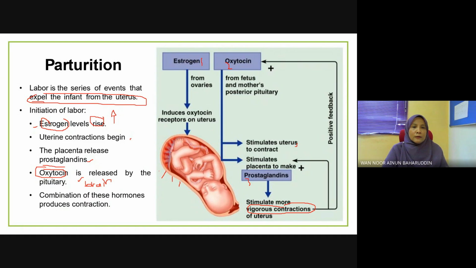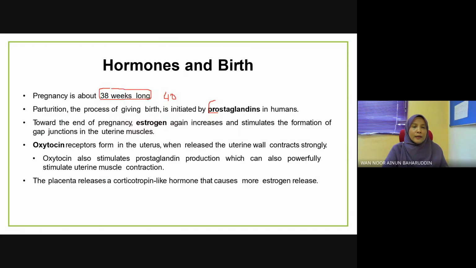Prostaglandin is released by the placenta. Once the placenta is matured, it produces prostaglandin. Then estrogen increases, stimulating formation of gap junctions for the uterine muscles, as well as oxytocin receptors formed in the uterus, and this causes the uterine wall to contract strongly. Also, oxytocin can stimulate this prostaglandin production, which powerfully stimulates uterine muscle contraction, and the placenta also releases corticotropin-releasing hormone that causes more estrogen release. So basically, there are three main hormones that initiate or regulate the birth of a baby.